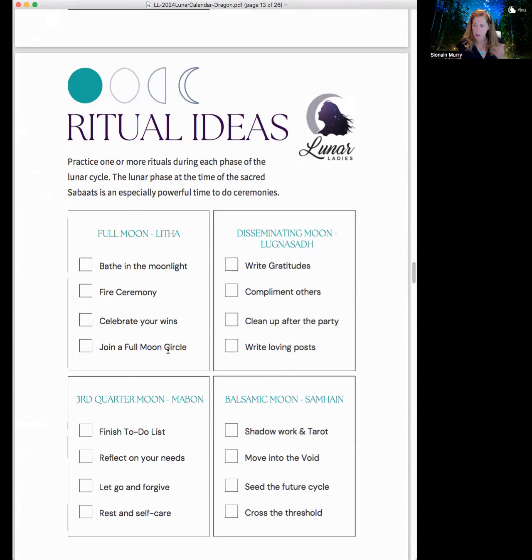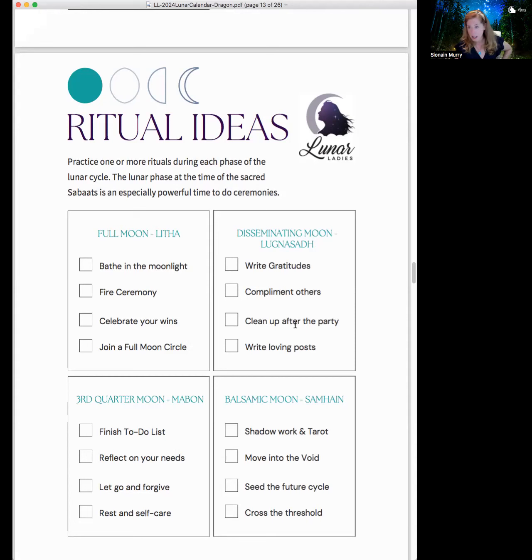When the full moon approaches every lunar cycle, what can I do to gather with others? Whether you go attend a party or you throw one yourself. And then the disseminating phase is about that gratitude journal, or looking outside yourself and going, wow, who inspires me? And I send compliments, be kind, be giving of something that you could offer to another person that would make them feel good in that moment.